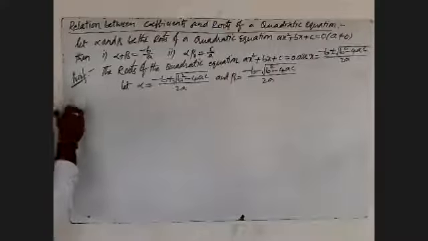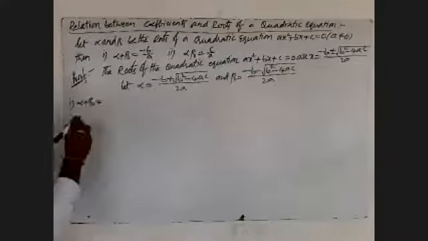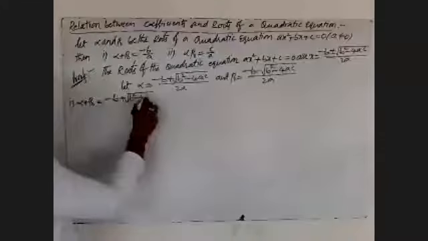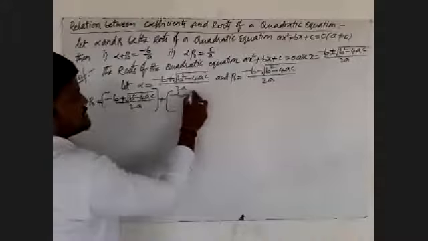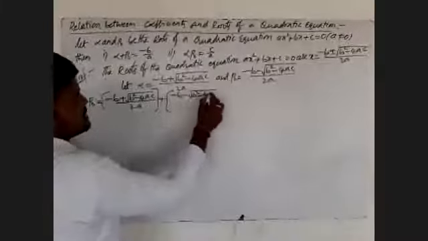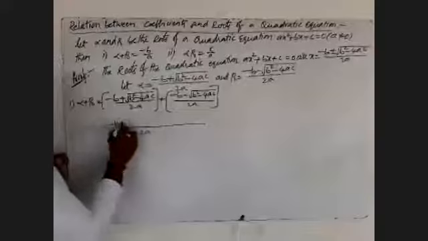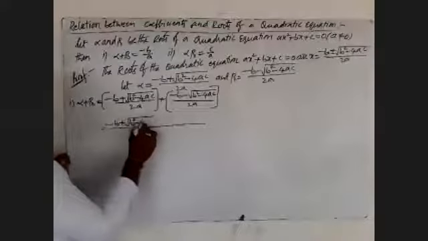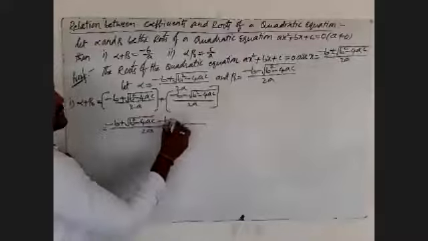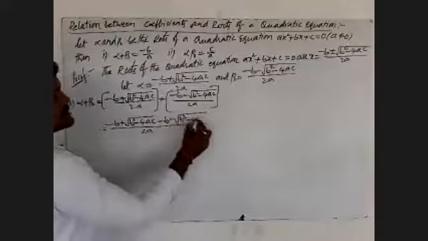The first condition is alpha plus beta. We know that alpha is (minus b plus root of b square minus 4ac) by 2a, and beta is (minus b minus root of b square minus 4ac) by 2a. Both denominators have 2a, so we write minus b plus root of b square minus 4ac, minus b minus root of b square minus 4ac.